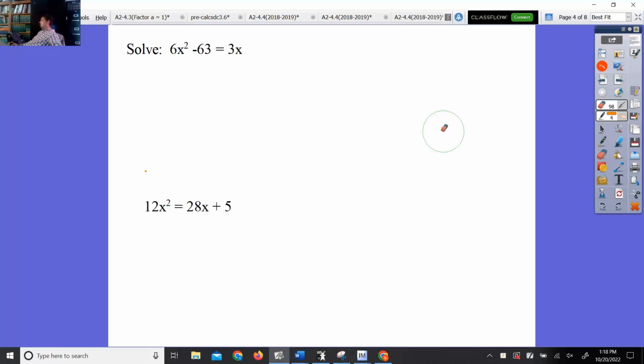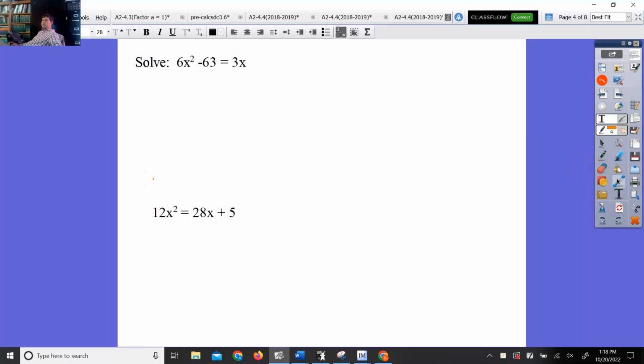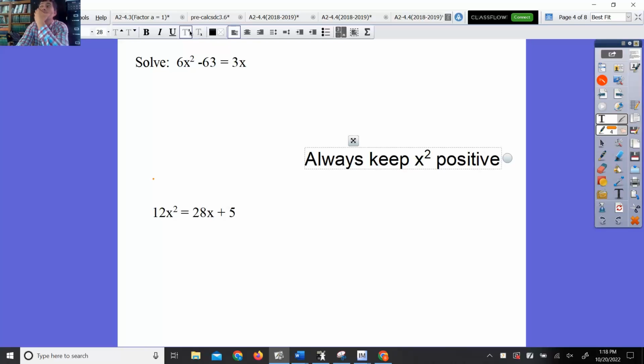It becomes negative. It's far easier to factor if the leading term is positive. Never, ever make the x squared term negative. Always keep x squared positive. I'll put that in your notes because it's kind of a big deal. If you're presented a case where it's not positive, guess what you do? You make it positive somehow. Otherwise, the factoring will be harder.